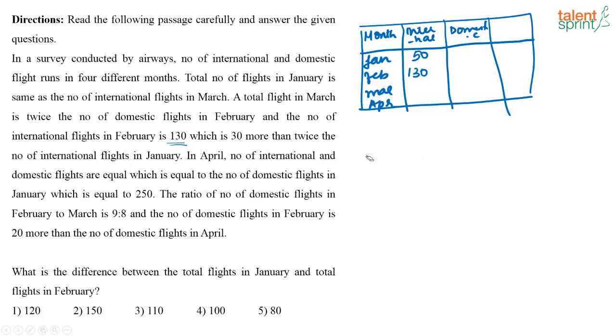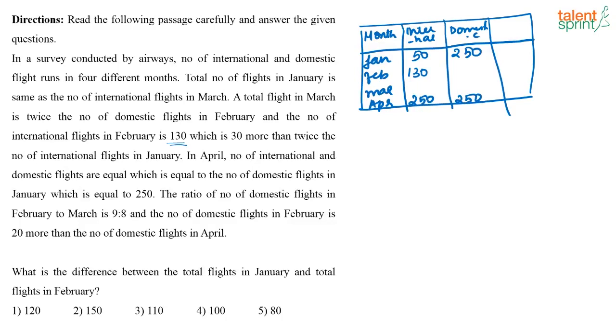Now next, in April, the number of international and domestic flights are equal, which is equal to the number of domestic flights in January, which is equal to 250. So the number of domestic flights in January is 250, and they are saying that the number of international and domestic flights in April is the same, and it is equal to 250. That is the number of domestic flights in January. So here it is 250.